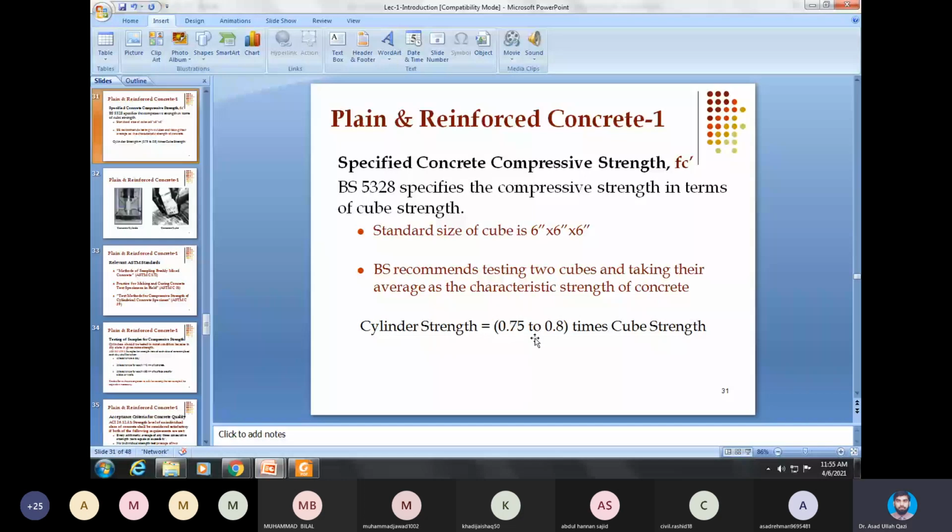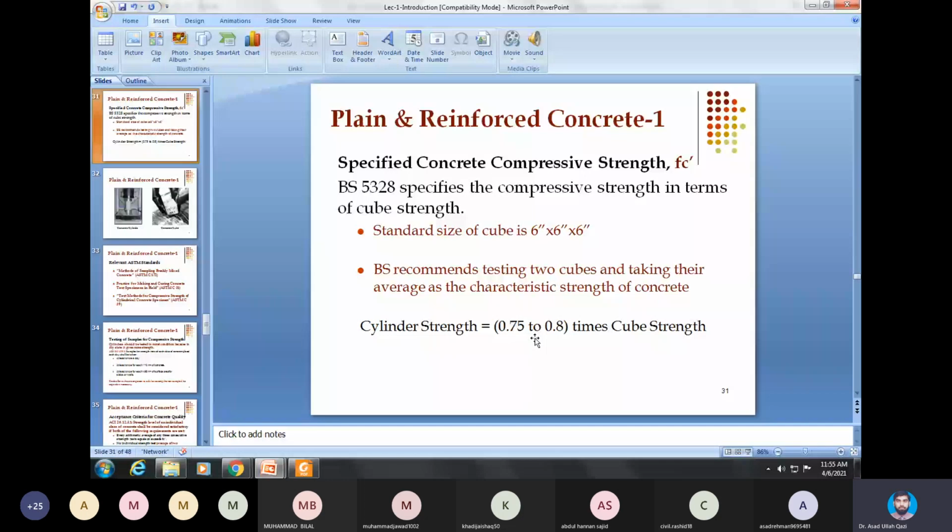So if you pour the cubes and cylinders by using the same concrete batch, so same quality of concrete, same f'c mix proportion you used, and you poured cubes and cylinders, and then you tested them at the age of 28 days, two cubes and two cylinders, the cube strength you will get will be higher than the cylinder strength. The reason is because of end platen effect, the confinement which will be offered by end platens due to relatively shallow height of the cube.